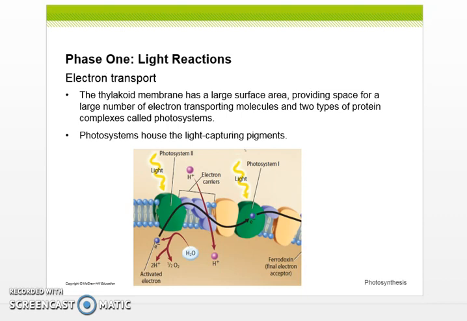The thylakoid membrane has a large surface area, providing space for a large number of electron-transporting molecules and two types of protein complexes called photosystems.